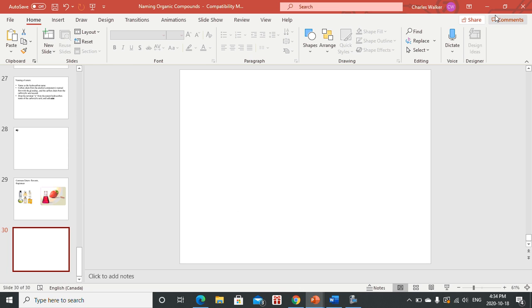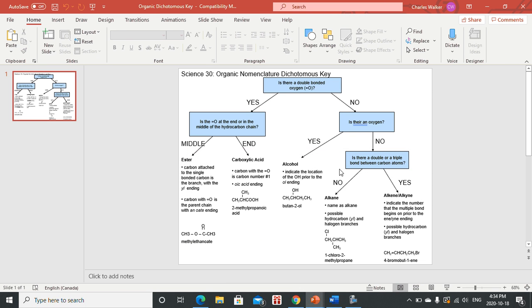So I do just want to go back and remind you of a couple of these other documents that you do have one more time. So this one here, I didn't say too much about this one previously, but this is a dichotomous key. So how does it work? So this is really to help you learn. You can't use this for any sort of a quiz or an exam.